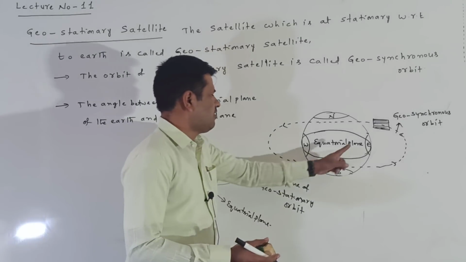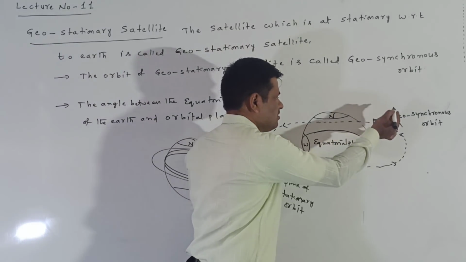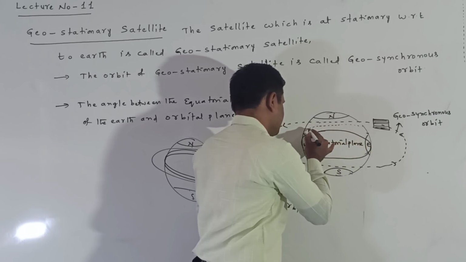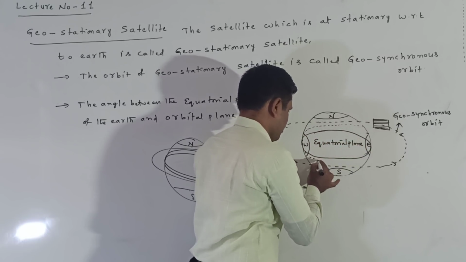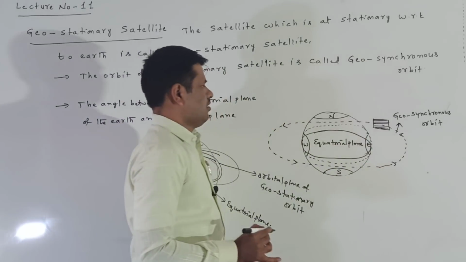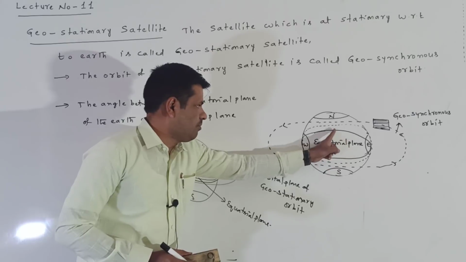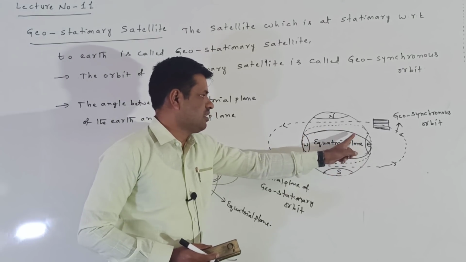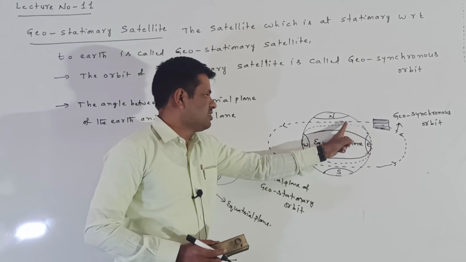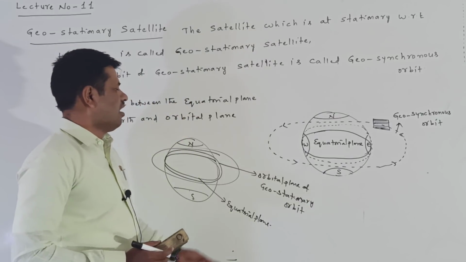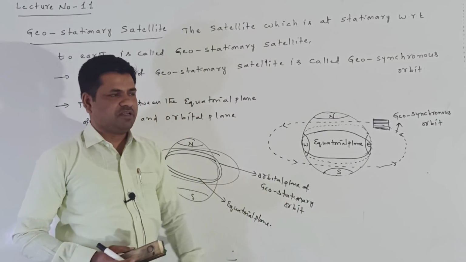Listen here, this is the equatorial plane. In this geosynchronous orbit also I am considering one plane like this. You can observe here, now two planes are considered. One is the equatorial plane, which I am showing with the dark line. This I am showing with the dotted lines. What I am showing with the dotted lines is called the orbital plane of the geostationary orbit.